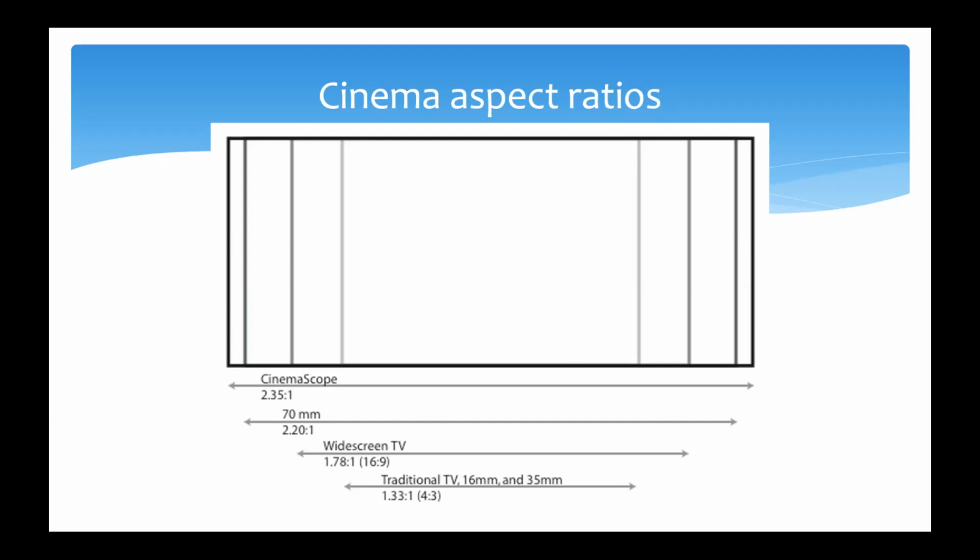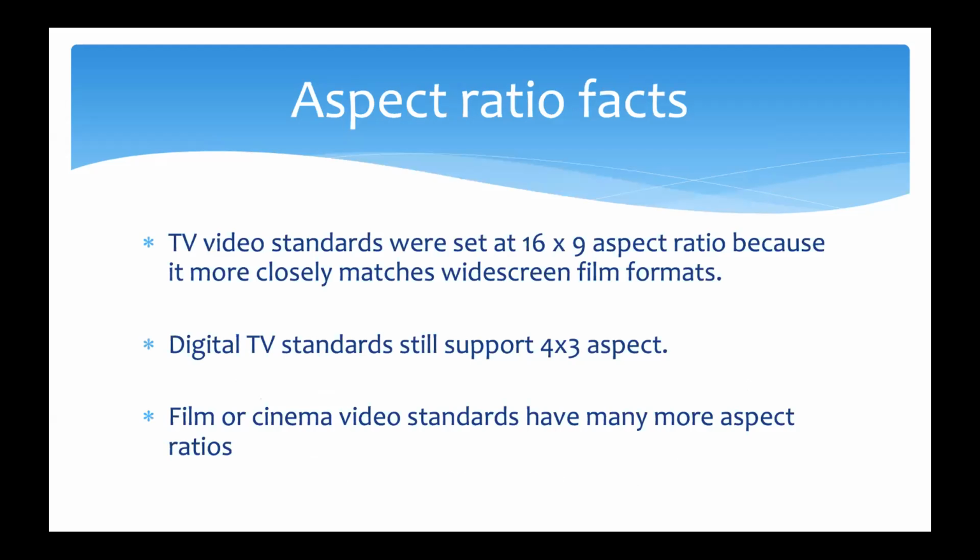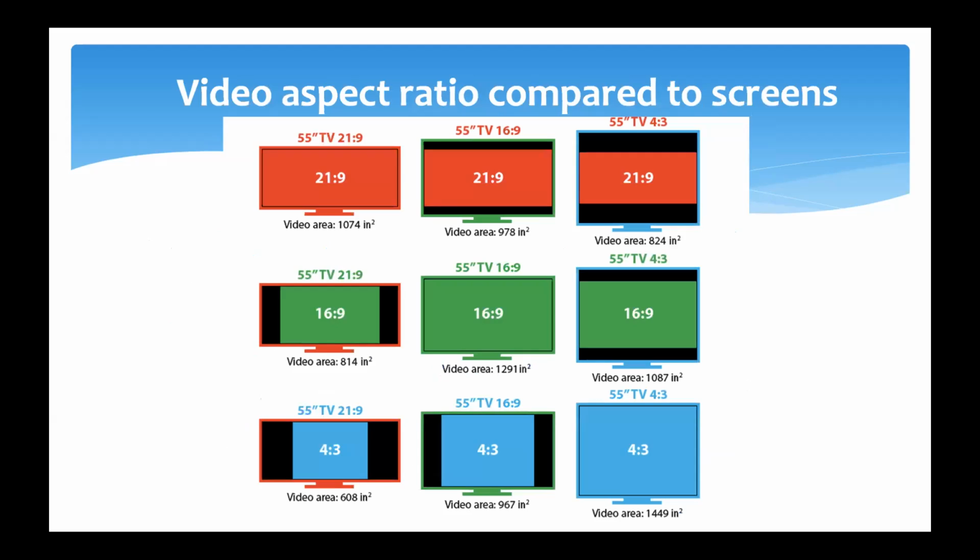All right. TV standards were set to 16 by 9 because it was close to film standards. Digital standards will still support 4 by 3 with the letterboxing on the sides. And there are other aspect ratios in film than there are in television. Television has the 1 and the 2, 16 by 9 and 4 by 3. Here are some video aspect ratios compared to movie aspect ratios and screen sizes.